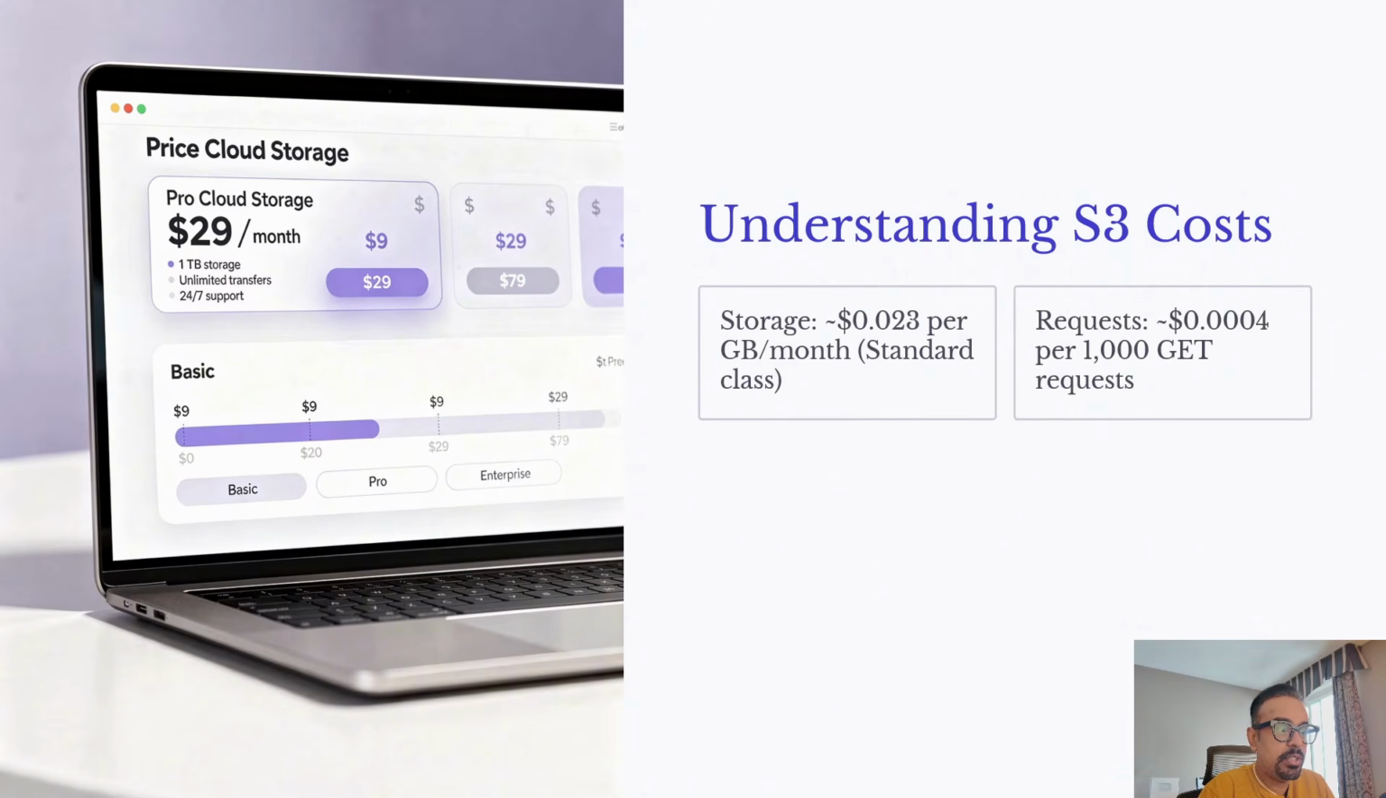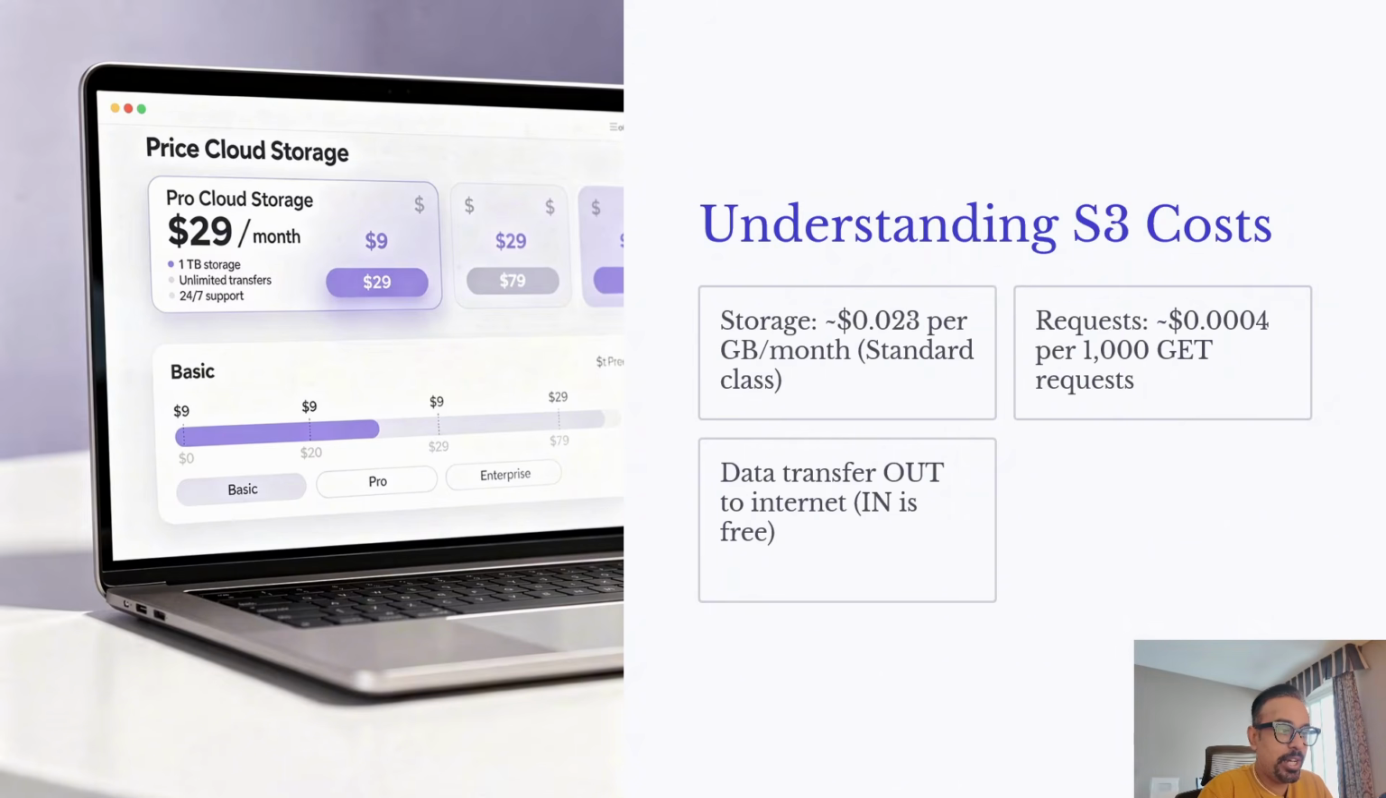Then request costs are incredibly cheap, around 0.0004 per 1000 GET requests. So even if your training job reads 5 million times during training, the request costs are minimal compared to your compute cost. Now, data transfer out to the internet has charges, but data transfer into S3 is always free. Remember that. Incoming is free, outgoing is not free.